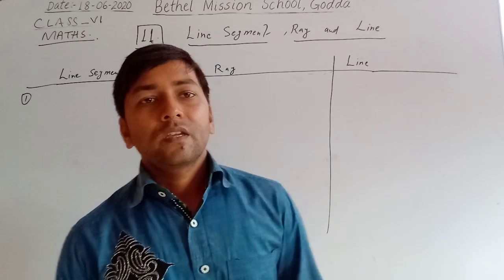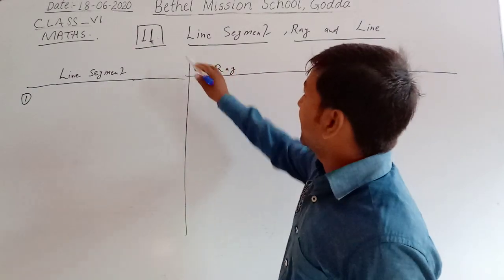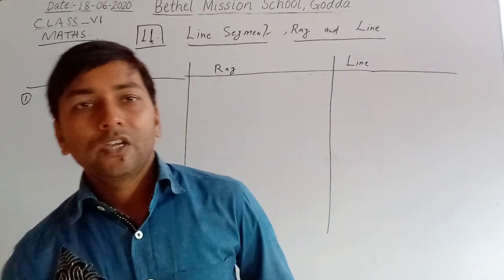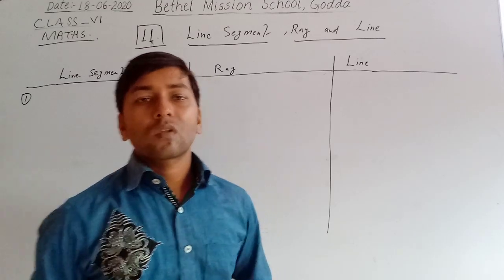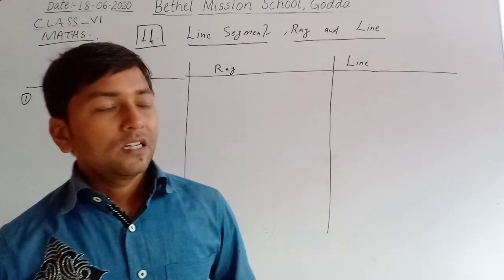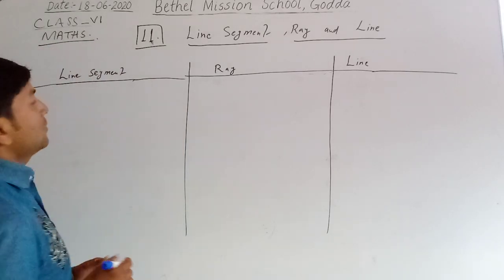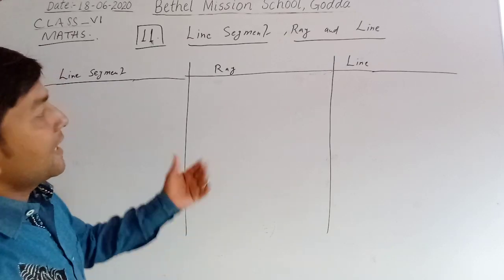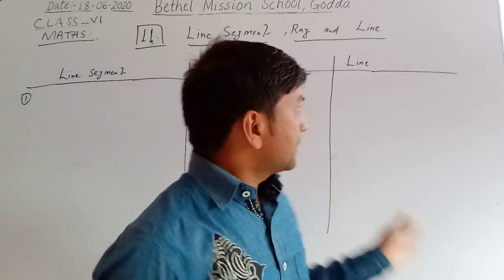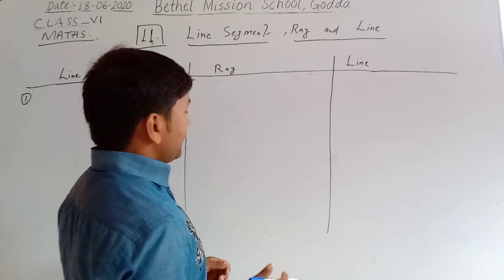Today I'm going to solve exercise 11, line segments, ray and the line. You know already. You have read in the previous class. Now we start. First, what is line segments? Then ray and the line. And what is the distinction between these words?